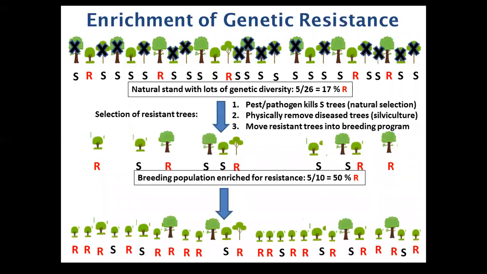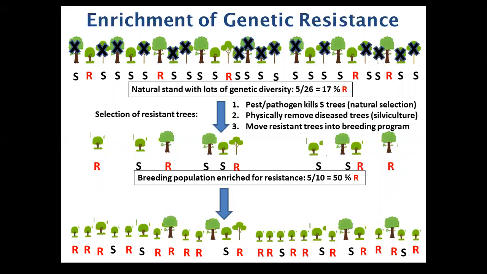So now that there are a higher proportion of resistant trees in the population than there were before, the resistant trees will have a better opportunity to breed between each other, increasing the chance of the progeny they're producing being resistant. So now I've shown the next generation with an even greater number of resistant progenies.